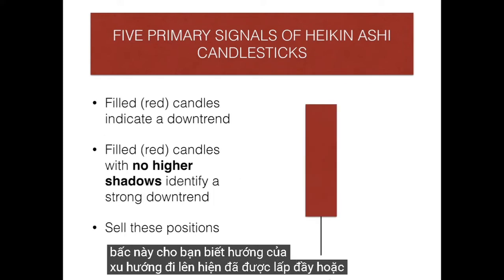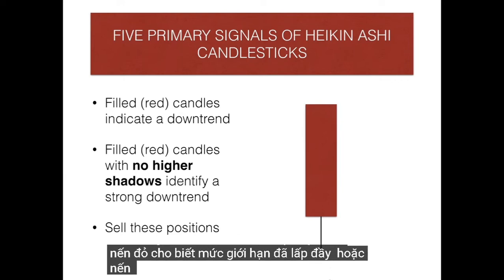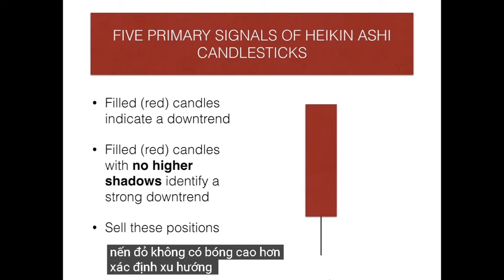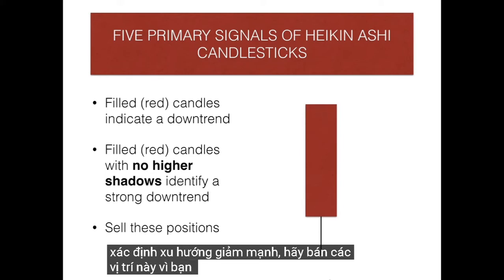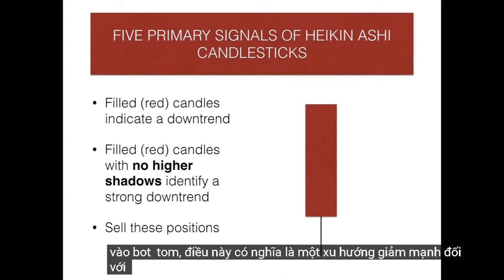Now, filled or red candles indicate a downtrend. Filled or red candles with no higher shadows identify a strong downtrend. Sell these positions. As you can see from this candlestick, there's a wick pointing to the bottom. This means a strong trend to the downside.